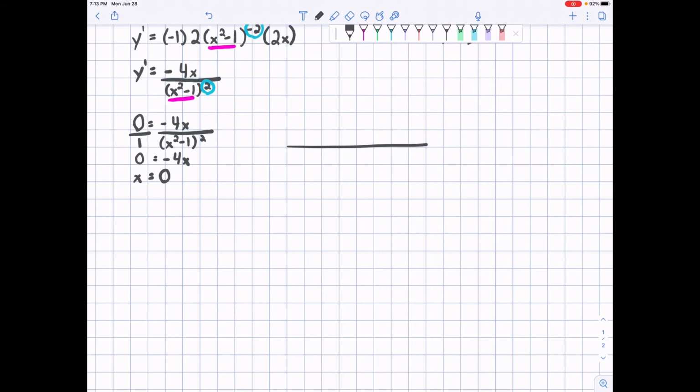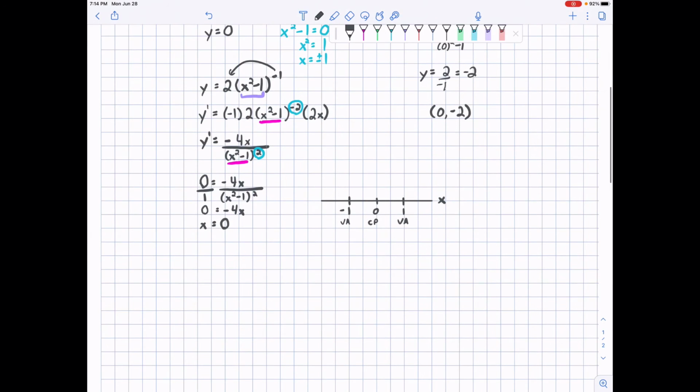So I'm going to draw this line here. This is like a number line representing values of x. I'm going to put a notch here for negative 1 because that's a vertical asymptote. I'm going to put a notch here at 0. That's for the critical point. And I'm going to put a notch here at positive 1 because that's a vertical asymptote. So what we're going to do is literally plug in test values into the derivative function, which again is minus 4x over (x squared minus 1) squared.